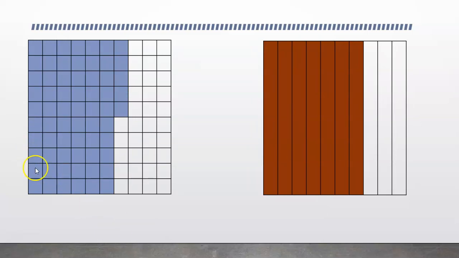How many here? 1, 2, 3, 4, 5, 6. 6 and 1, 2, 3, 4, 5. 65 hundredths, because the model here represents 100. Okay, 65 hundredths. 1, 2, 3, 4, 5, 6, 7. 7 tenths. 7 over 10. Okay. Can I compare here?